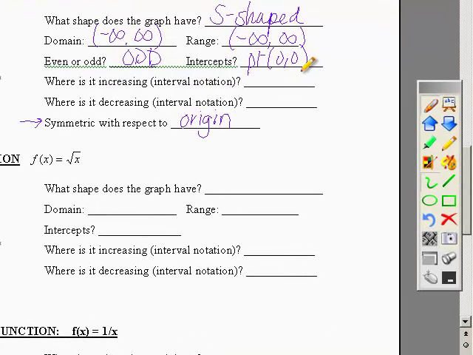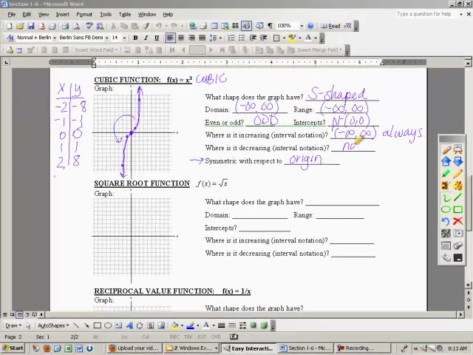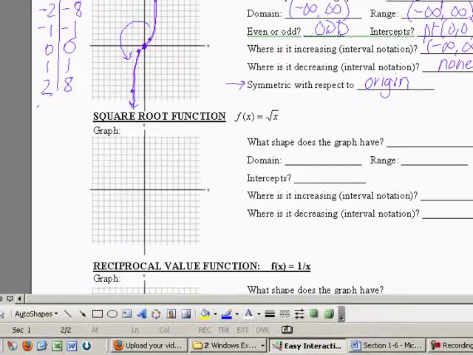It's increasing. Let's trace it from left to right. As I trace it from the left, it's increasing, increasing, increasing. It's always increasing. So always, we said, was negative infinity to infinity. And I'm just going to put always there so you remember that. When is it decreasing? I'm going to say none. It never does anything like that as we go through. Now again, you could use your graphing calculator to draw these graphs, but trust me, you're going to be so much better off by not.